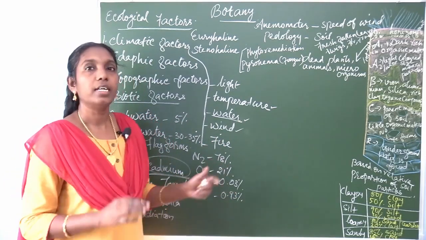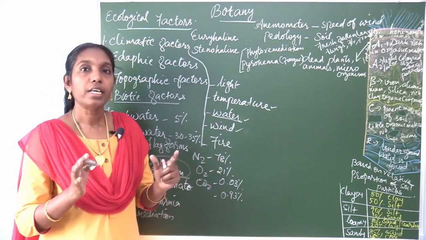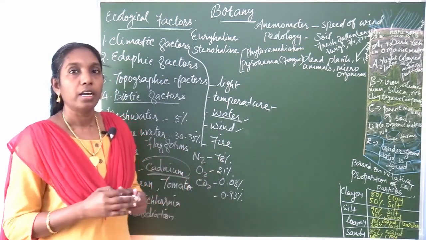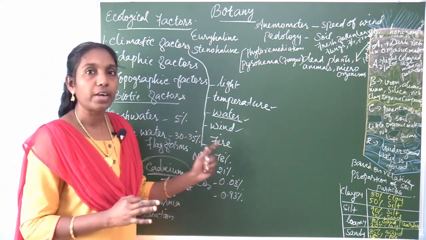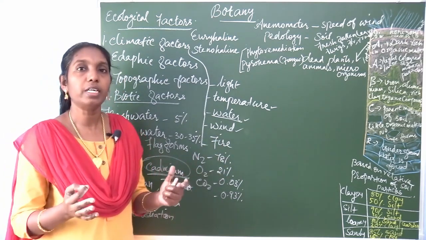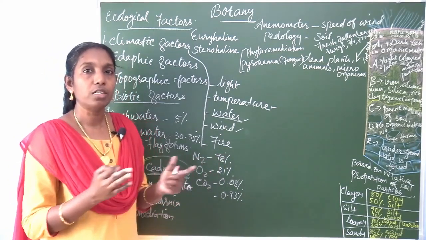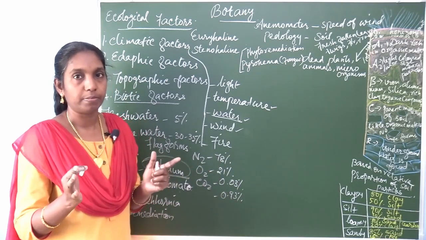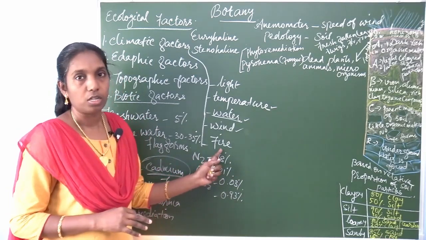Then fire. Another climatic factor is fire. You know that fire is exothermic and it emits light as well as heat. Mostly fire is man-made. Sometimes it is caused naturally, due to the friction of the surfaces of trees.